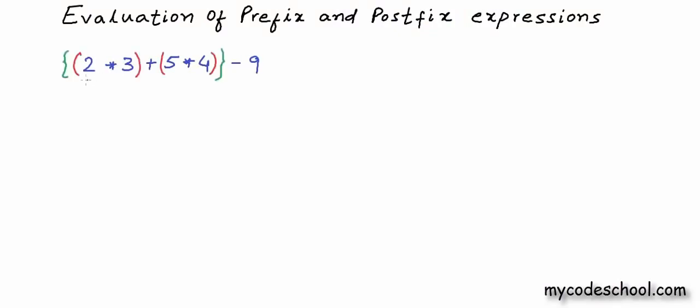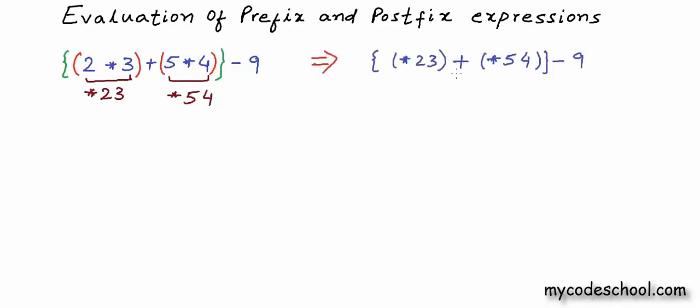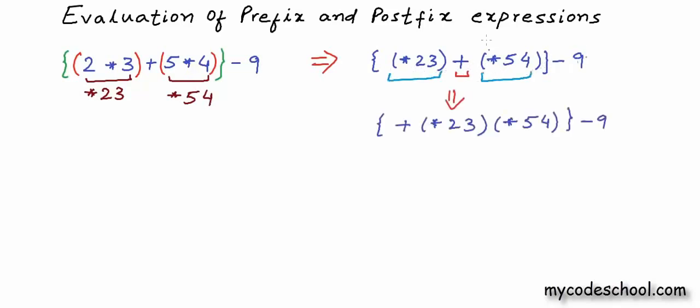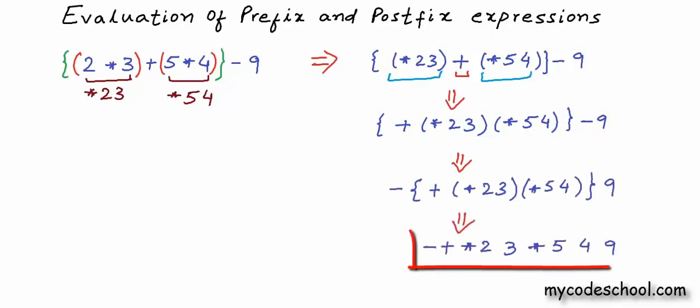I first put this parenthesis. This 2 asterisk 3 will become asterisk 2 3. This 5 into 4 will become asterisk 5 4. And now we will pick this plus operator, whose operands are these 2 prefix expressions. Finally, for the subtraction operator, this is the first operand and this is the second operand. In the last step we can get rid of all the parentheses. So this is what I have finally.